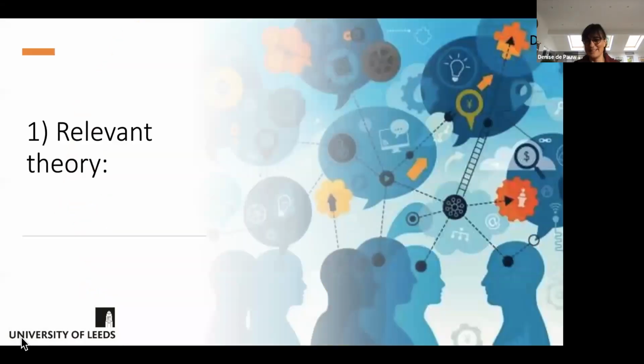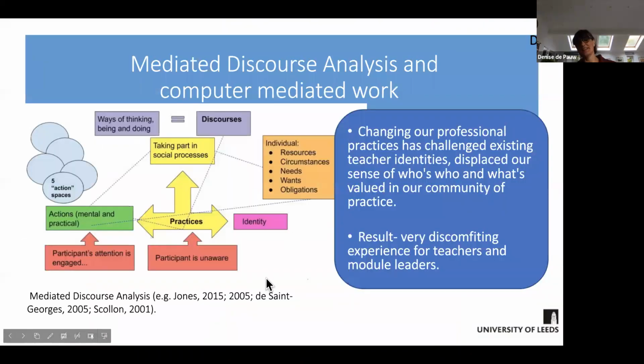So I'll begin with some relevant theory. I'm drawing on mediated discourse analysis here, which is really useful for thinking about computer mediated work, because it regards action as belonging to discourse and not just talk or text. So in this diagram, you can see an outline of the main ideas in mediated discourse analysis. And these are discourses, practices, identity, and actions. And this diagram tries to show the relations between them.